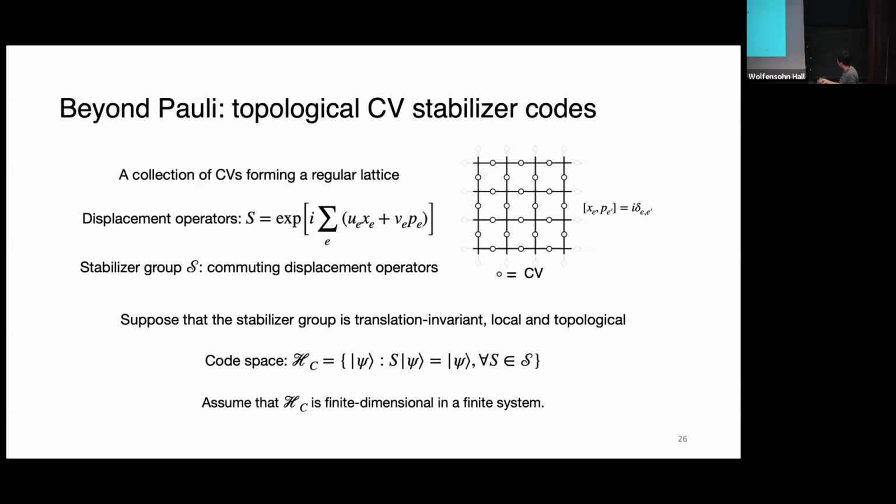We can also assume that this stabilizer group is translation invariant. It has a set of local generators, and topological has basically the same meaning. And we can define a code space by the same definition, essentially, that every displacement operator in the stabilizer group is 1. And I'm going to put an additional requirement because, yes.